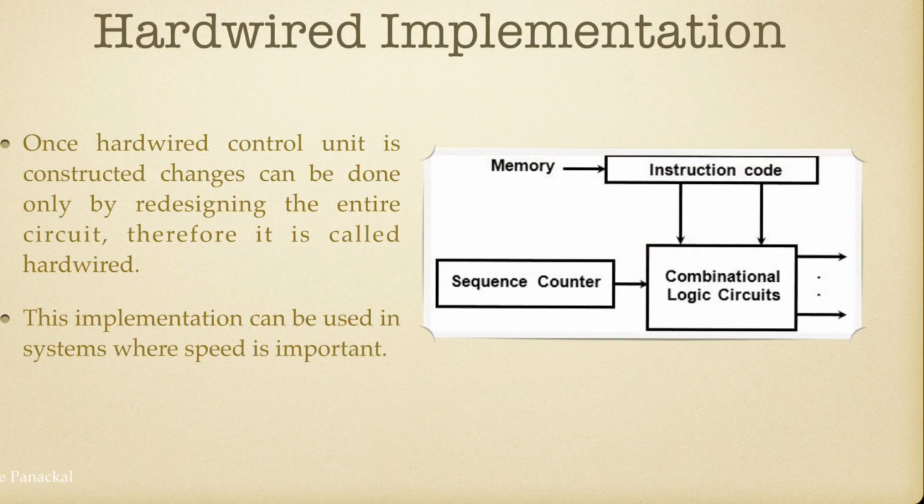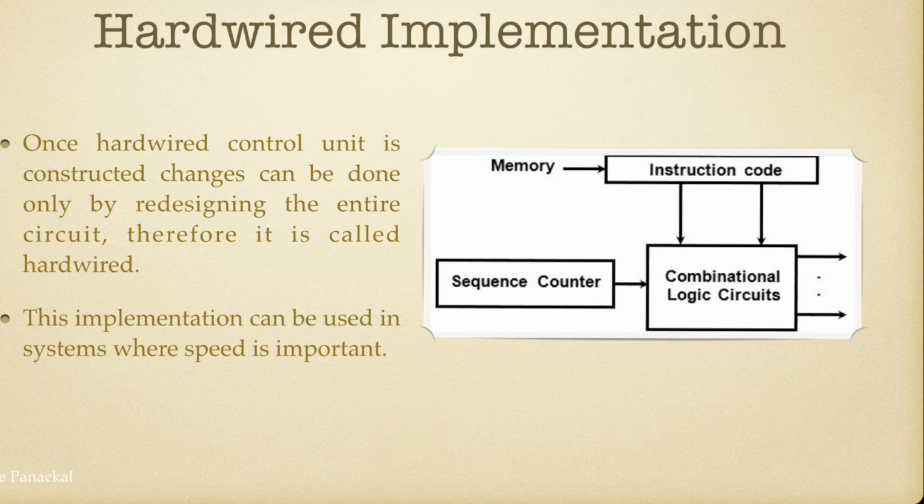Now let's check whether the hardware implementation is good or not. Once the hardware control unit is constructed, changes can be done only by redesigning the entire circuit. Therefore, it is called hardwired. So, if we want to change something, it is very difficult to do. It can be done by redesigning.